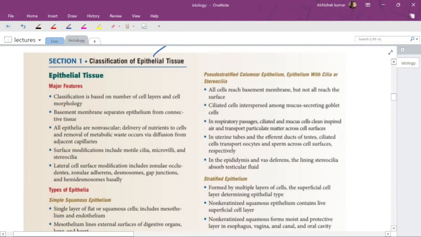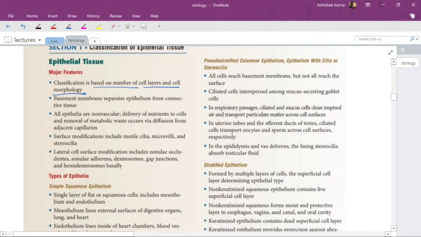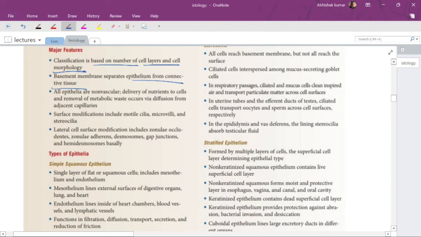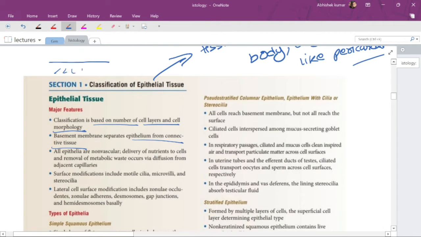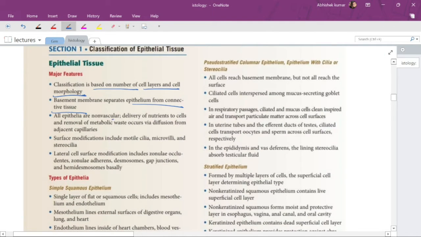Now, major features of epithelial tissue. Classification is based on the number of cell layers and cell morphology: how the cell looks, and the number of layers of the cell. Basement membrane separates epithelium from connective tissue. So here will be the basement membrane, here will be connective tissue, and here will be epithelial cells. So the basement membrane is basically dividing the epithelial cells from the connective tissue. All epithelia are non-vascular, so there are no vessels coming into the epithelial tissue. Delivery of nutrients to cells and removal of metabolic waste occurs via diffusion from the adjacent capillary. So all exchange is going to happen through diffusion. There is no vessel coming to individually supply the nutrients.